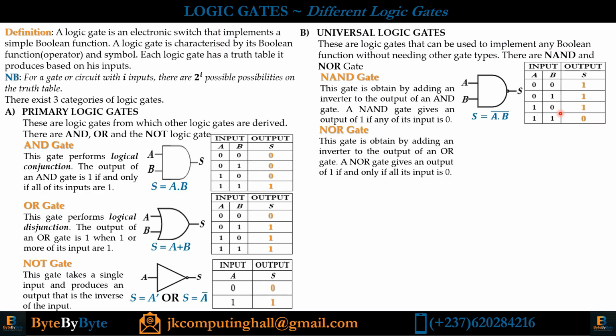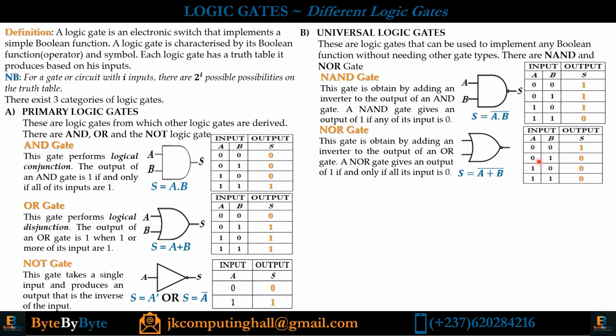Now, the NOR gate. Smart as you can be, just as the NAND gate was derived, it is the same analogy we use to derive the NOR gate. It is a gate obtained by adding an inverter to the output of an OR gate. A NOR gate gives an output of 1 if and only if all its inputs are 0. That is the symbol. As you can see, we have an OR gate with an inverter added to the output. Expression: A plus B, bar.